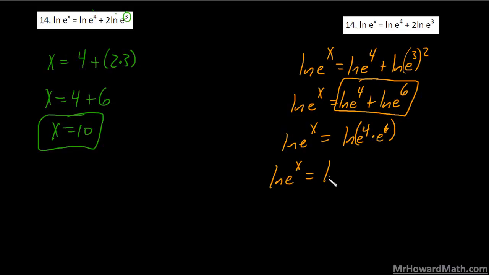So you add these exponents, you get ln of e to the 10th, and then you simply mark out the ln of e part, and you're just left with the exponent, so x equals 10. So that's a little bit longer, probably a little bit more confusing than the first way, but I just wanted to show you that you can work it more than one way. Okay, that's it for this video, and that's it for this lesson.